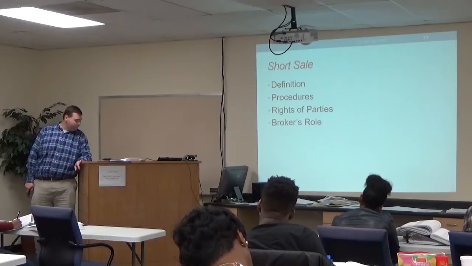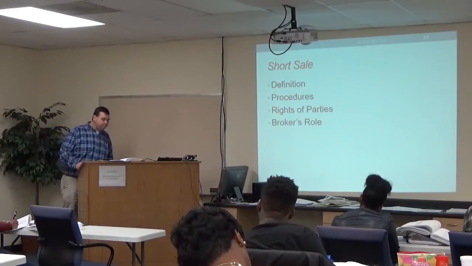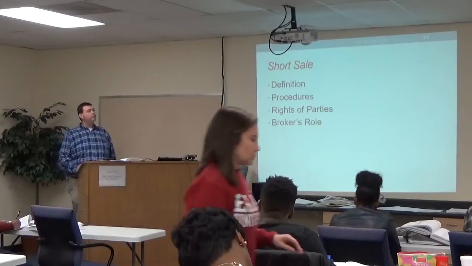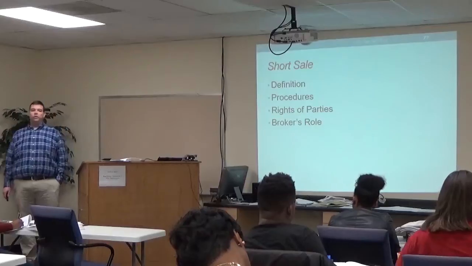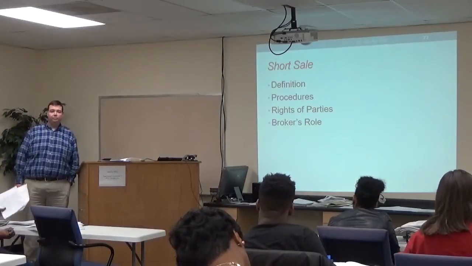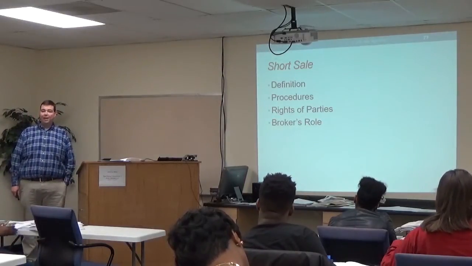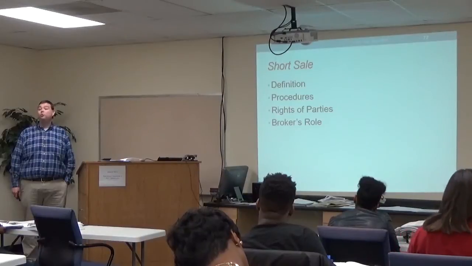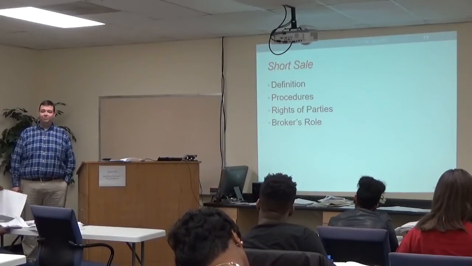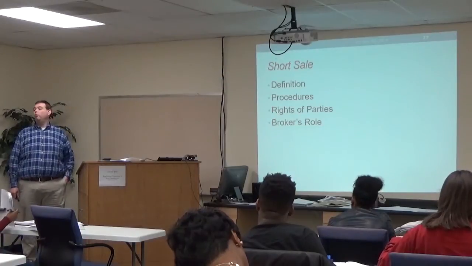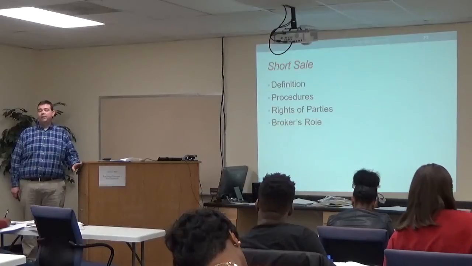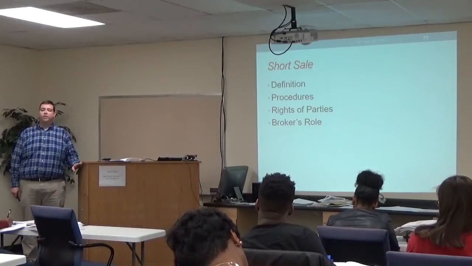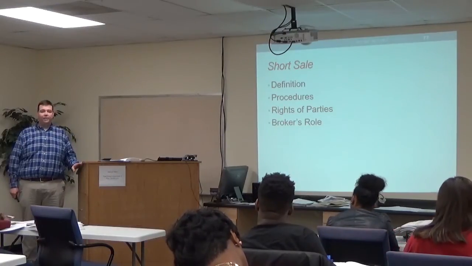Short sales. A short sale happens when the property is worth less than what's owed on it, and the lender has agreed to still let you sell it for that lesser amount, and they're going to remove their lien. They're not going to make you pay the difference. So you owe $200,000, you got a buyer who will buy it at $190, and Bank of America has said, okay, we will take $190 and we'll remove our lien from the property.